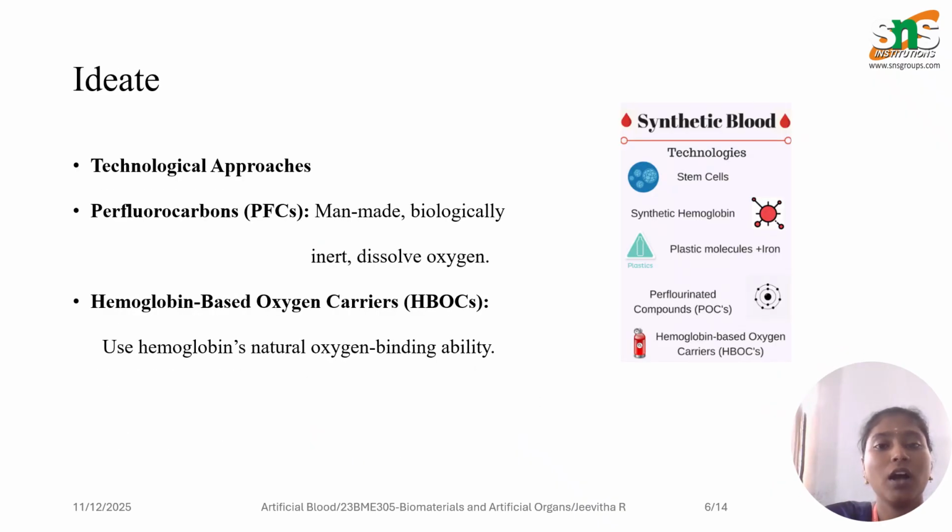And now let's look at how artificial blood is being developed. There are two main approaches, perfluorocarbons and hemoglobin-based oxygen carriers. PFCs are man-made chemical compounds that can dissolve large amounts of oxygen. They don't react with the body and are completely stable. Hemoglobin-based carriers, on the other hand, use hemoglobin, the natural oxygen carrier found in the red blood cell, but without the cell itself. These are modified or purified so they can work safely inside the body. Both approaches try to mimic the function of real blood in different ways.